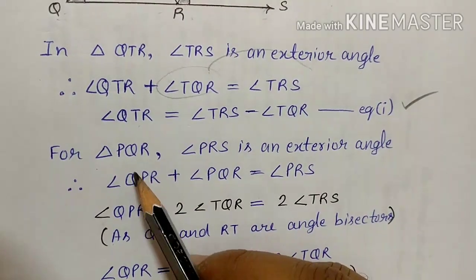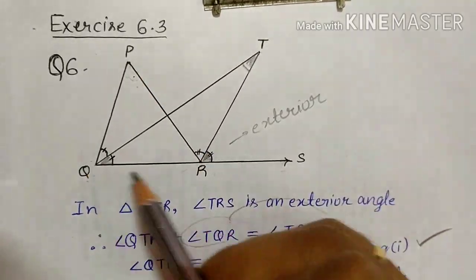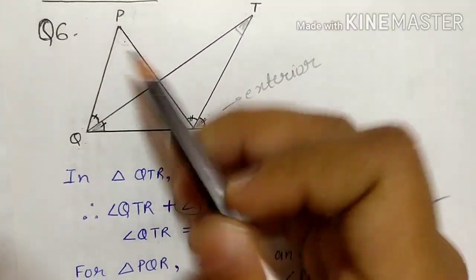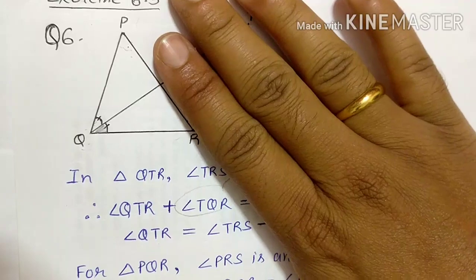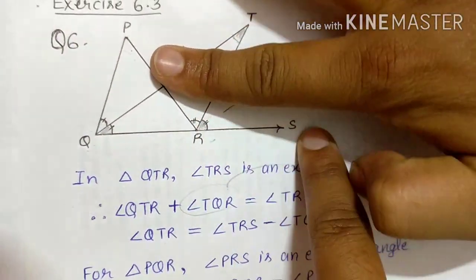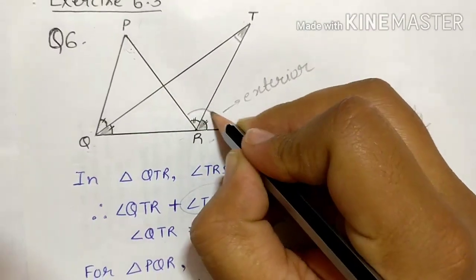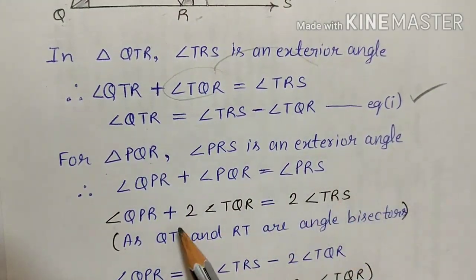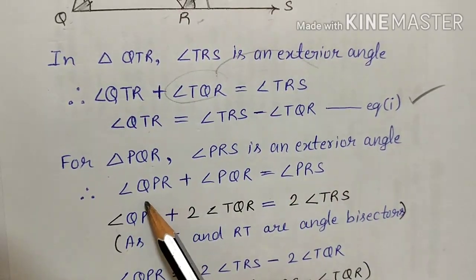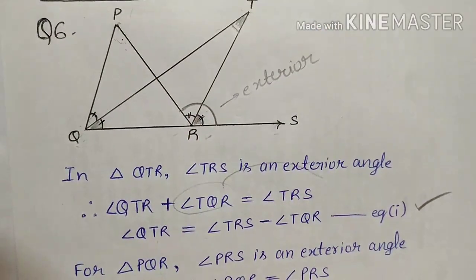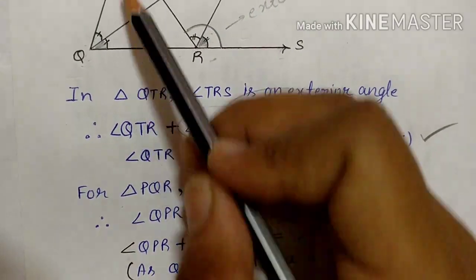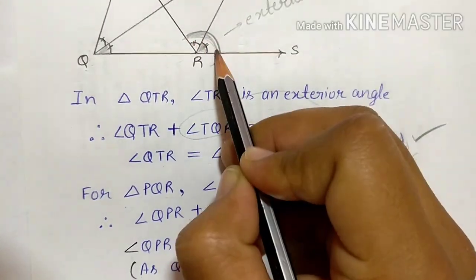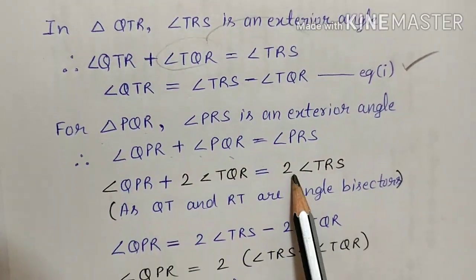Now for triangle PQR, PRS is an exterior angle. Therefore, the same property we can apply here also. So angle QPR plus angle PQR will be equal to the full exterior angle, that is PRS. So we have written angle PRS.